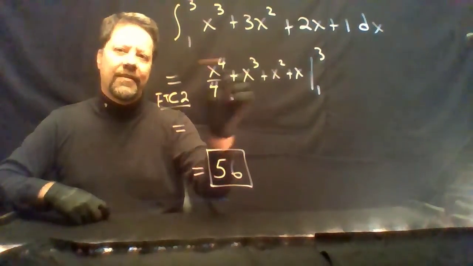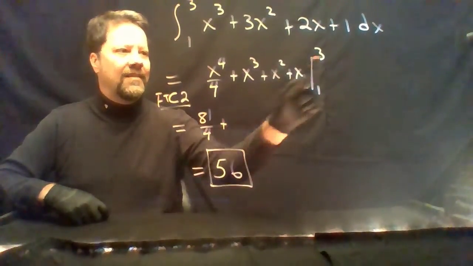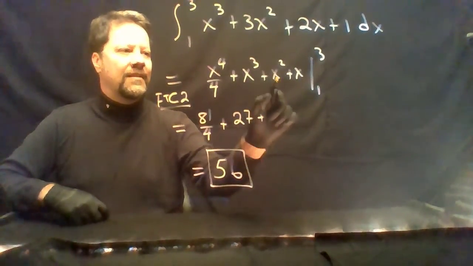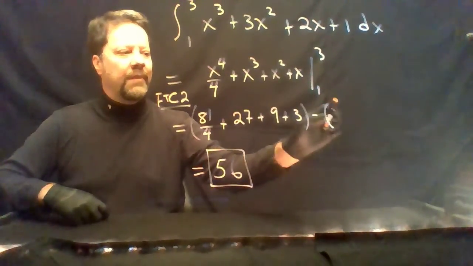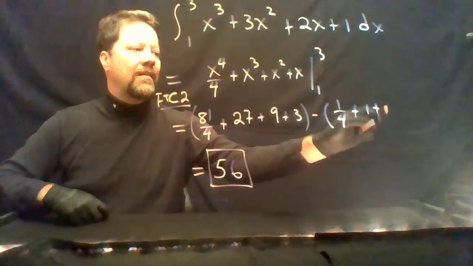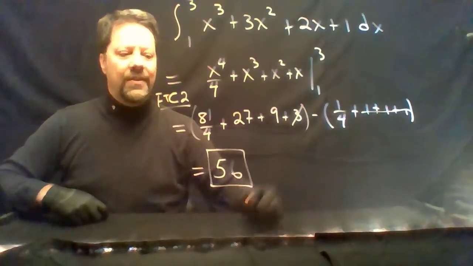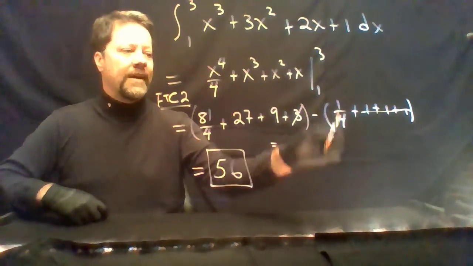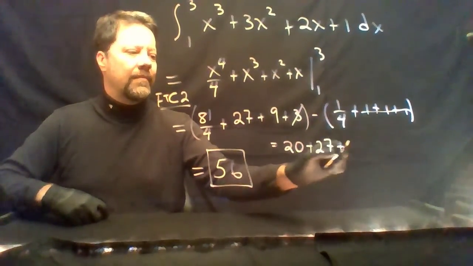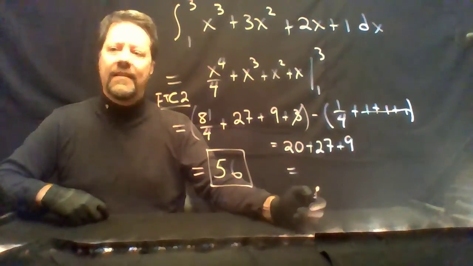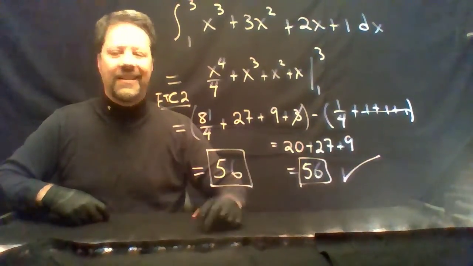Plugging in the 3, 3 to the power 4 is 9 squared, which is 81. 3 cubed is 27. 3 squared is 9, and then 3. From this, we'll subtract what we get when we plug in 1. 1 plus 1 plus 1 is 3 that we're subtracting. Those all cancel. 81 fourths minus 1 fourth is 80 fourths, which is 20. 20 and 27 is 47 plus 9 is 56, so a big check.